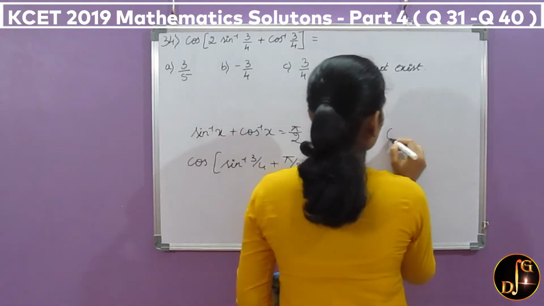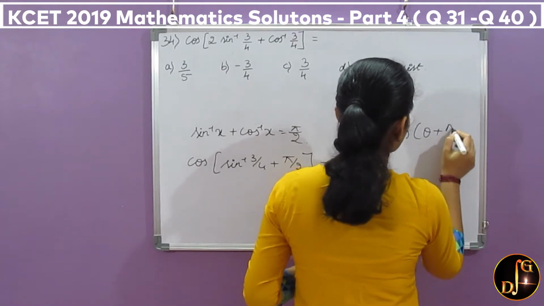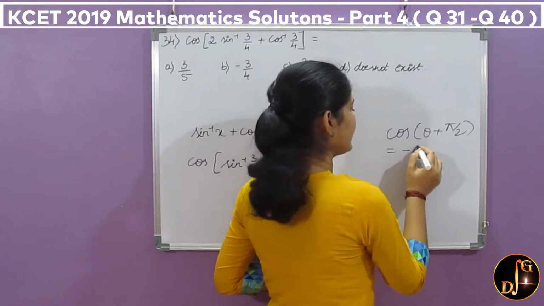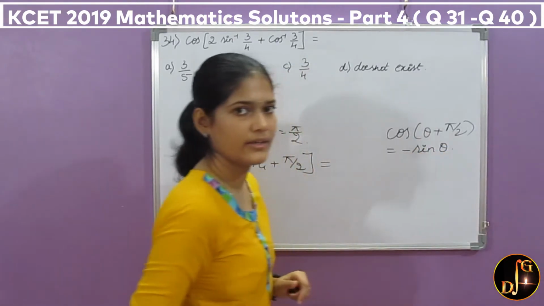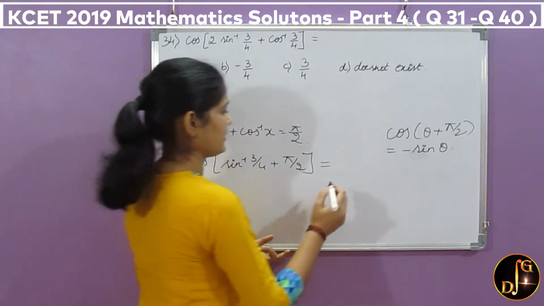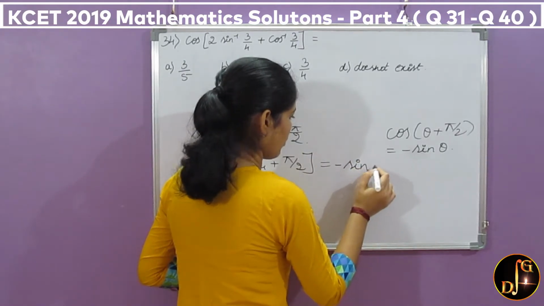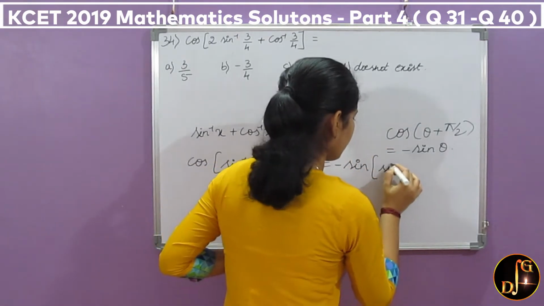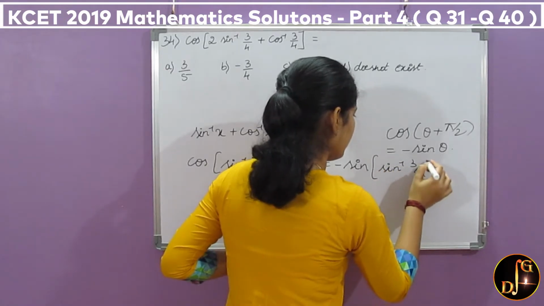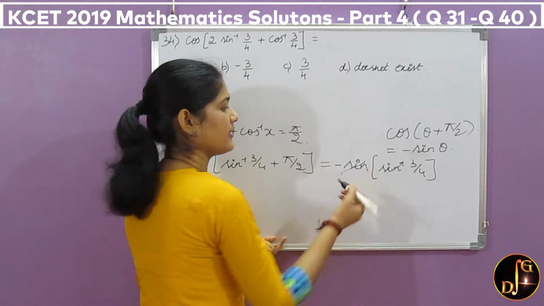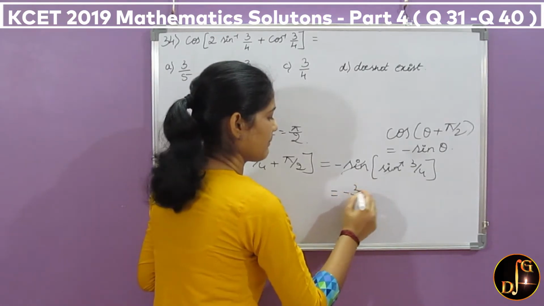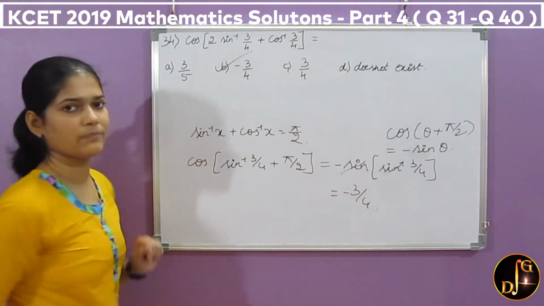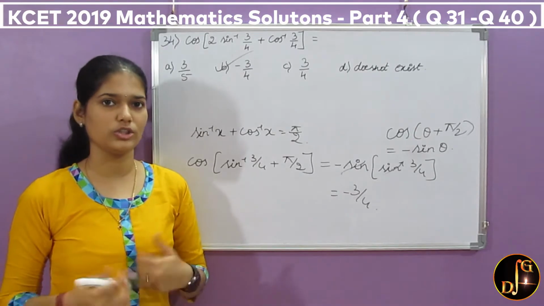Now what is this? We know that cos of theta plus pi by 2 or pi by 2 plus theta is nothing but minus sin theta. Right? So what will we get here? That is minus sin of, in place of theta we have sin inverse 3 by 4. So sin of sin inverse 3 by 4. So sin and sin inverse get cancelled. So it is simply minus 3 by 4. What is the answer? Option B. Right? Now let's move on to the next problem.